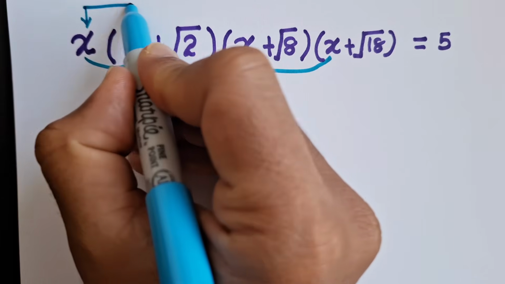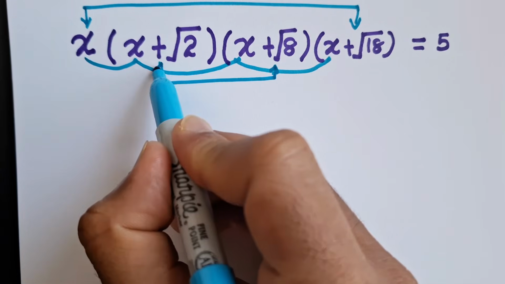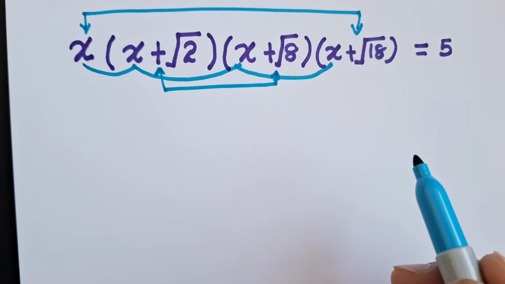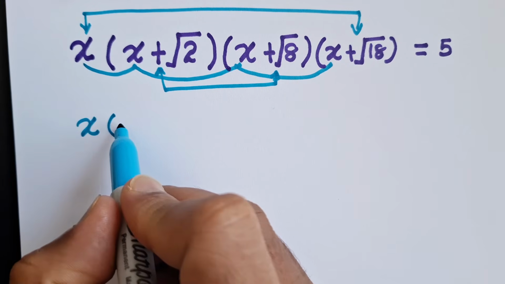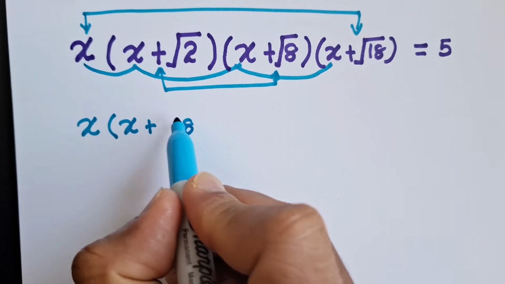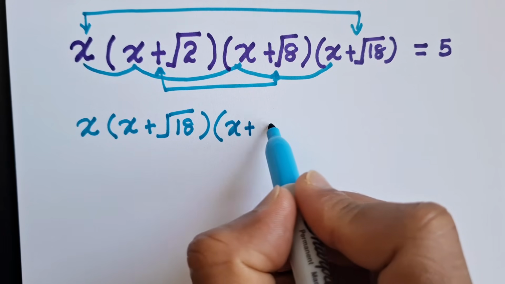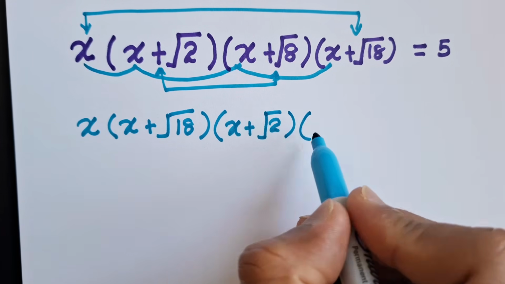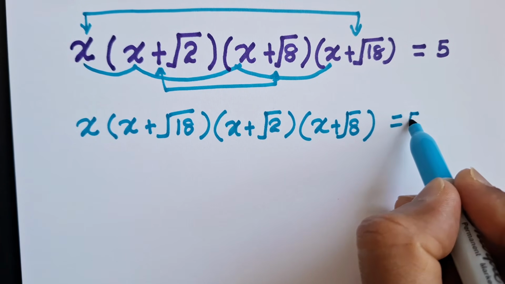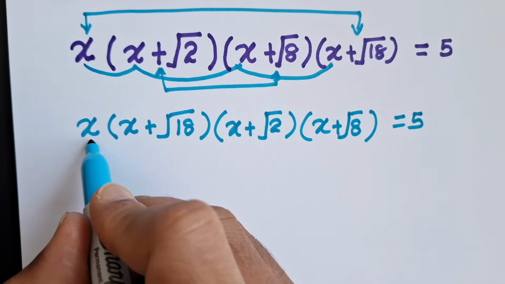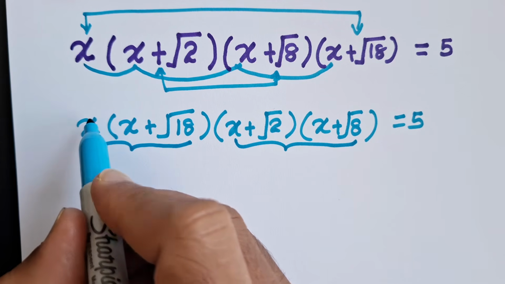What I'm going to do is multiply the first term and last term, and the second term and third term, separately. So now I'm going to rearrange the equation. First term is x, times the last term, x plus square root of 18, and then my second term, x plus square root of 2, and the third one is x plus square root of 8, equal to 5. Now I can eliminate parentheses. I am going to multiply the first 2 and the second 2 separately.